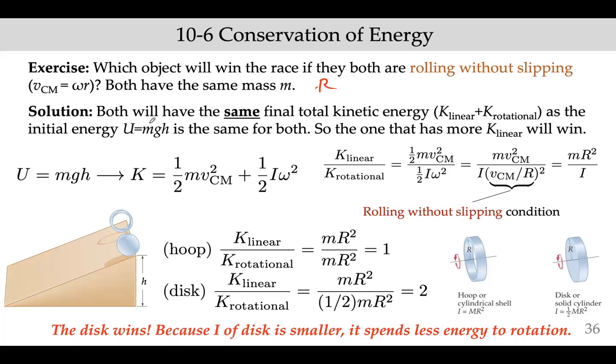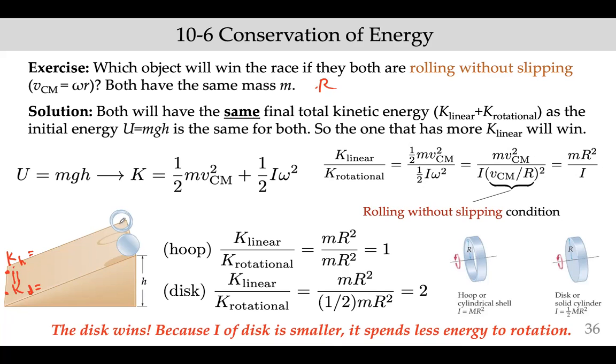Here's the solution. So both will have the same final total kinetic energy. So each one will have kinetic energy when they come down here. So kinetic energy of the hoop, and this is kinetic energy of the disk. But they will have rotational parts and the linear parts, both, right? Because they're now rotating, and also they have the translational speed, center of mass speed. Now these two will be equal to each other.